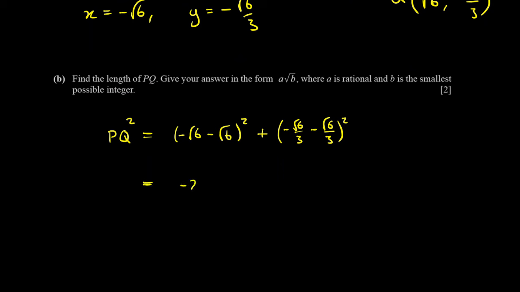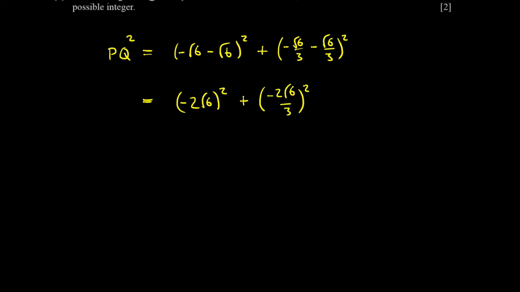This is (minus 2 root 6) all squared plus (minus 2 root 6 upon 3) all squared. So now let's square these. Firstly, negative times negative is a positive, isn't it? 2 squared is 4 and root 6 squared is 6. We got 4 times 6 there. With this one again, negative times a negative is positive. 2 times 2 is 4. Root 6 times root 6 is 6. And 3 squared is 9.